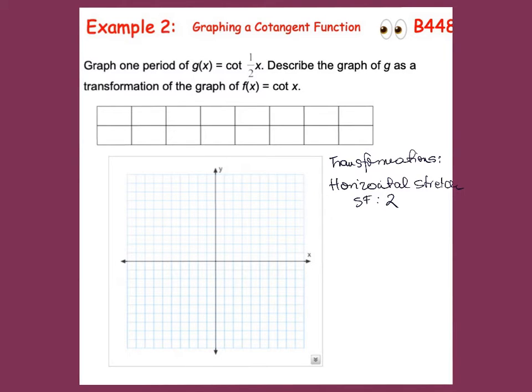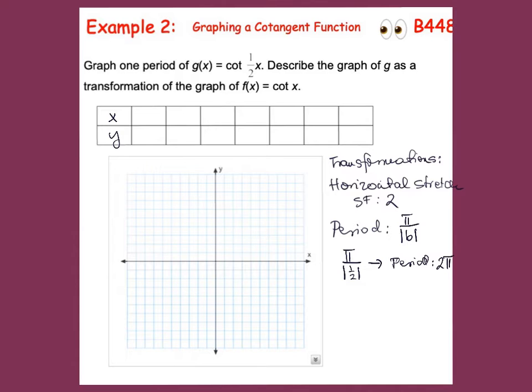So let's go ahead and figure out what our period will be. So to find the period, we are going to do pi divided by the absolute value of b. So in our case, it's going to be pi divided by the absolute value of 1/2. So the period of this function is going to be 2 pi. So let's go ahead and get started with our x and y values.